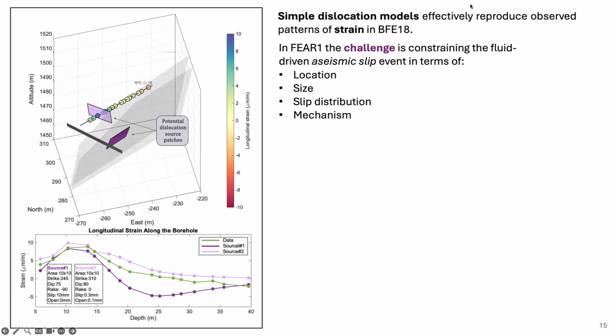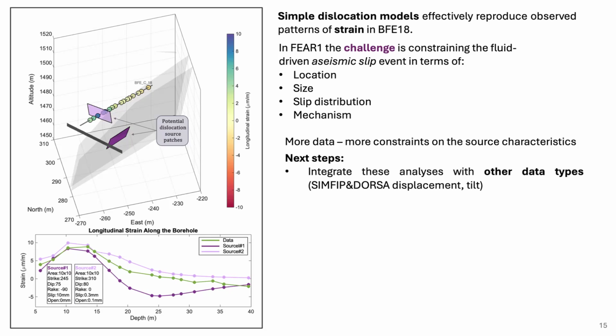But in the end, it's clear, since both these two models predict quite well the deformation in the borehole, that it's quite a challenge to constrain the characteristics and the source parameters of this aseismic slip event that we might have triggered. So we cannot constrain with just these FPG strain data the location, size, slip distribution, and mechanism of the aseismic slip. So it means that we need more data, and luckily we have more data, because we need to add more constraints on the source characteristics.